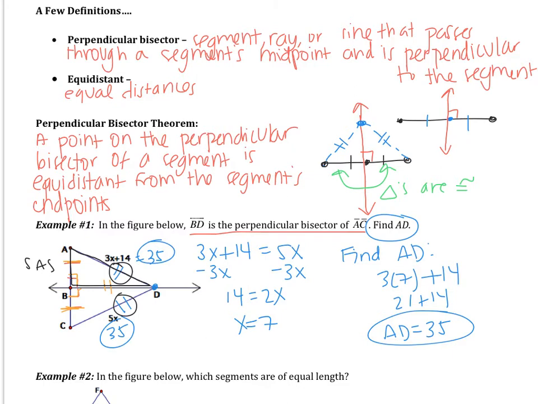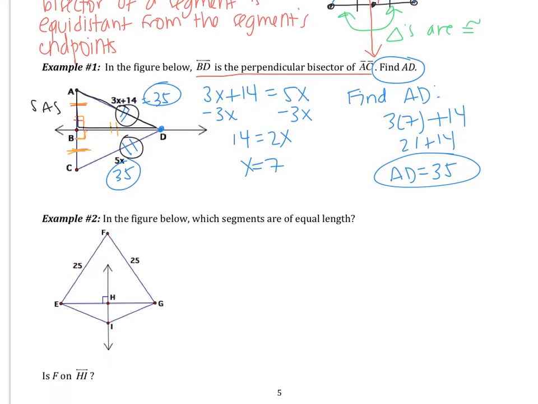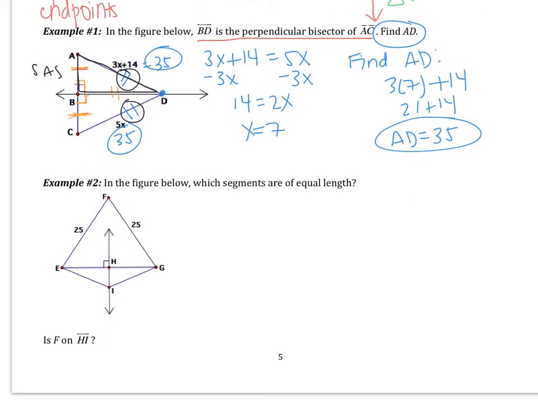So let's look at the next example. Okay, in the figure below, which segments are of equal length? So what I want you to mark, which is not marked, is this right here. Okay, now when I mark that, that tells me that HI is the perpendicular bisector. It's perpendicular because it has a right angle. It's a bisector because I marked in that EH and HG were congruent. So which segments are of equal length?